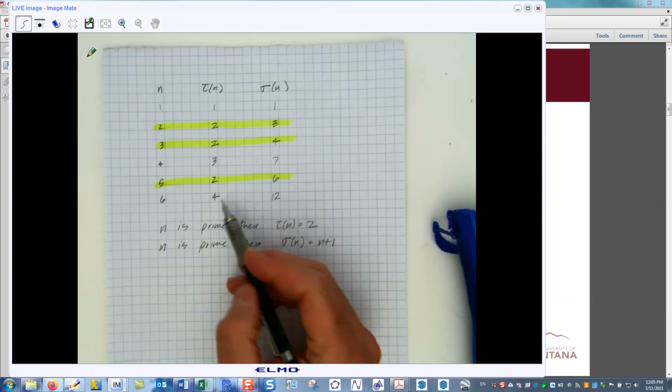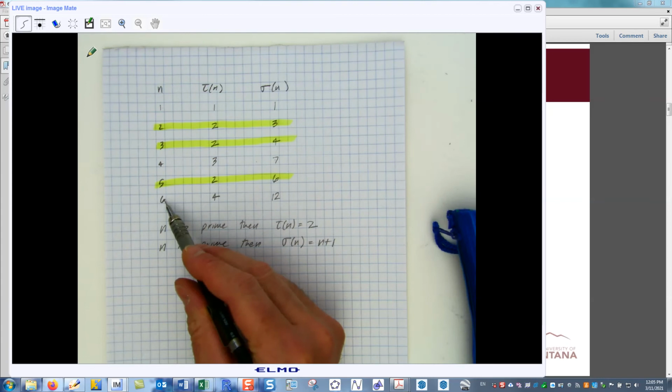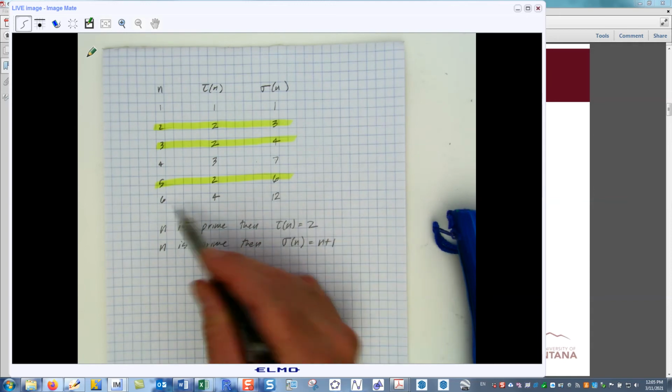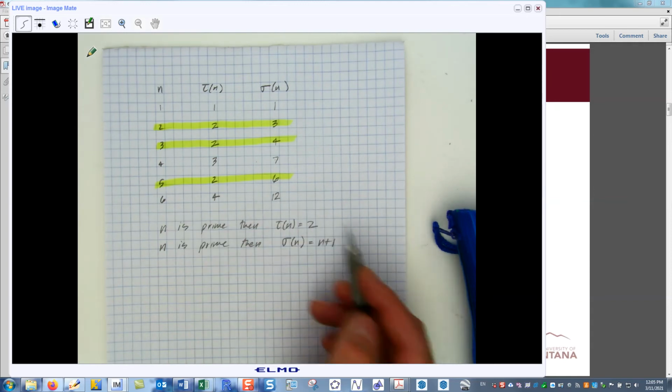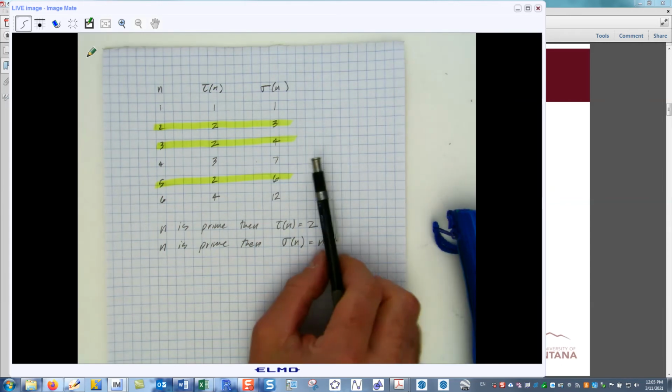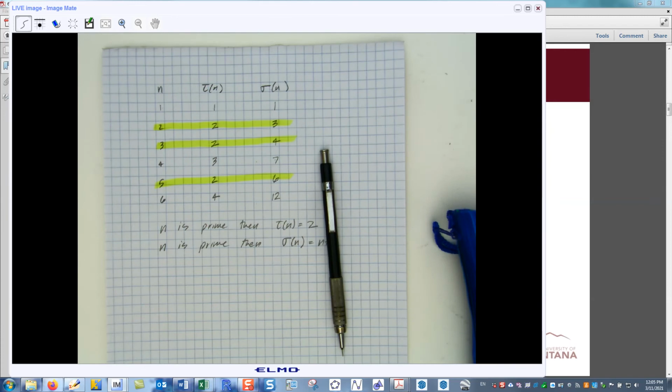It does seem that the larger the number gets, sigma of n is going to grow. And I think the smallest that sigma of n can be is n plus 1, because you're always going to be divisible by 1 and yourself, but you might have other divisors if you're composite. Yeah, I guess those are the things I think when I look at that.